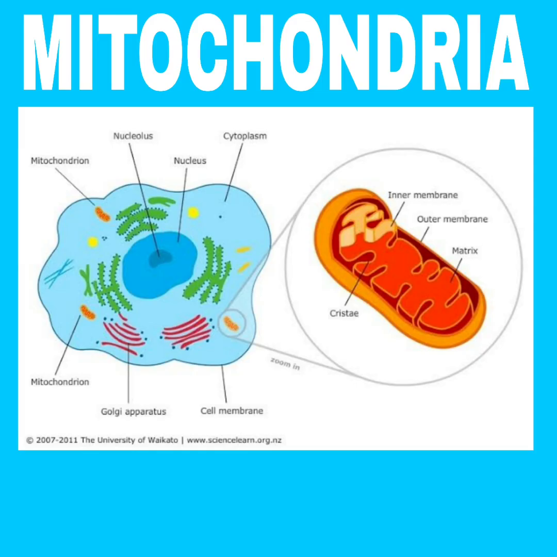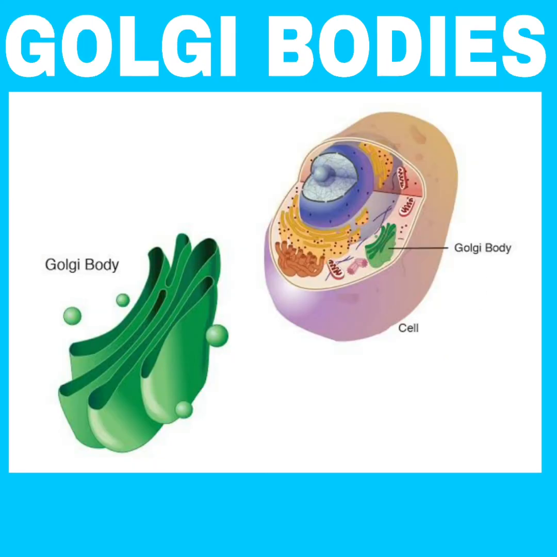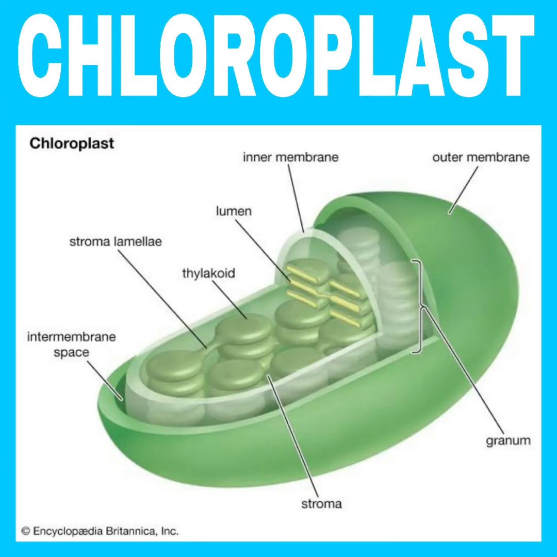Mitochondria. These are round or elongated organelles. These are sites of cellular respiration. Golgi bodies are involved in formation of cell secretions. Chloroplasts are sites where photosynthesis takes place in the presence of sunlight.